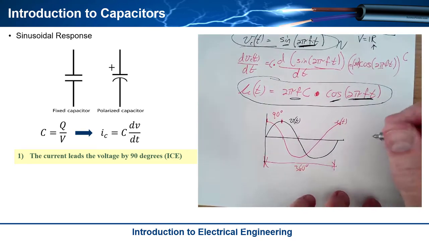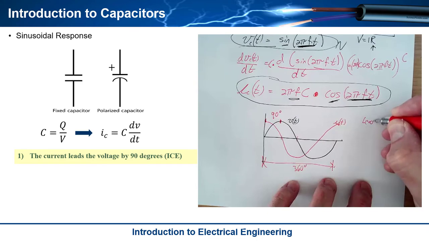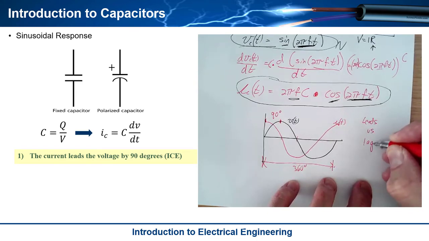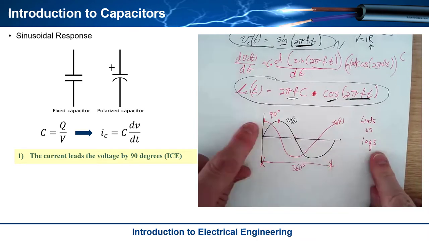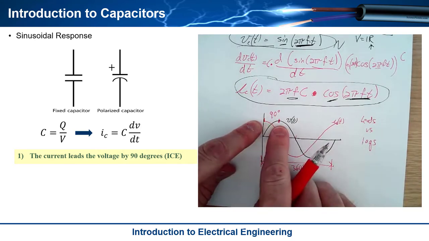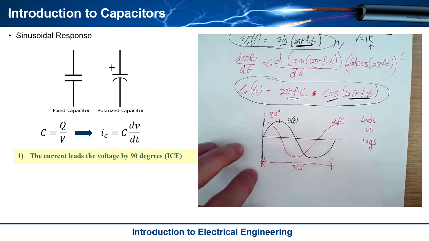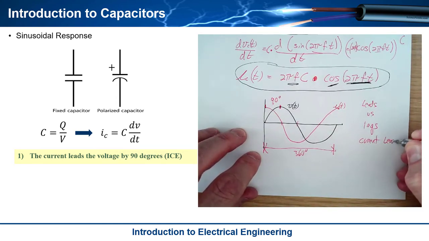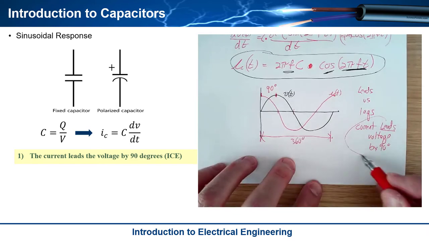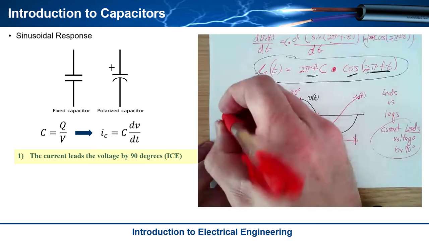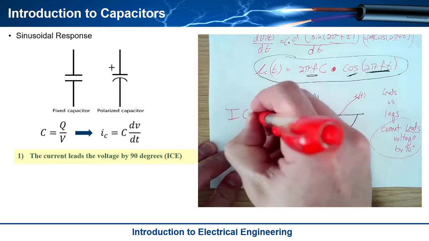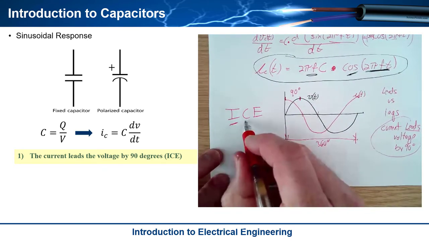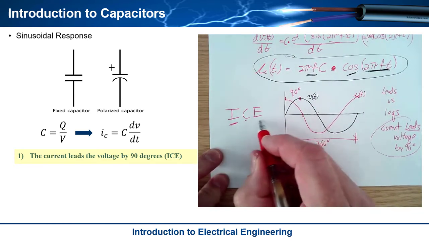So who leads and who lags? In this situation, the current actually crests before the voltage. So we say that the current leads the voltage in a capacitor by 90 degrees. To remember that, you can use the acronym ICE. The current in a capacitor is before the voltage.